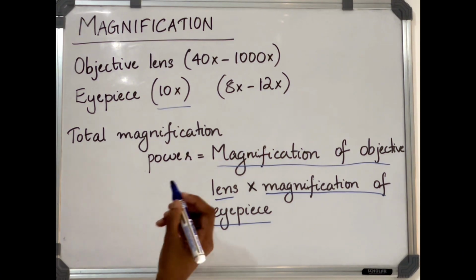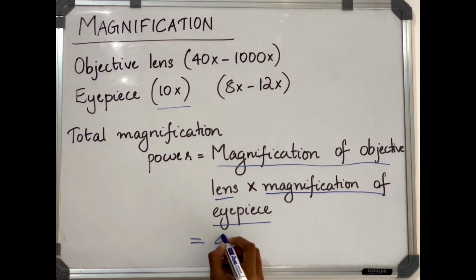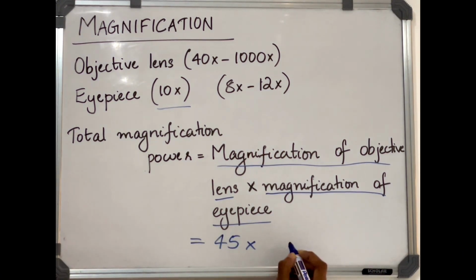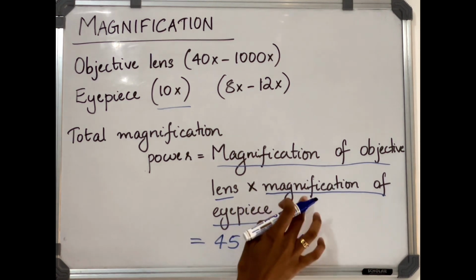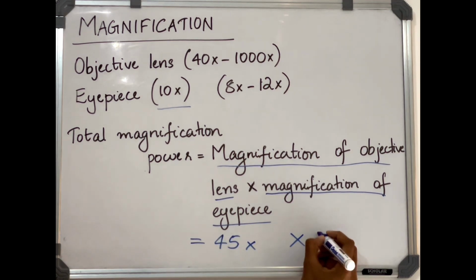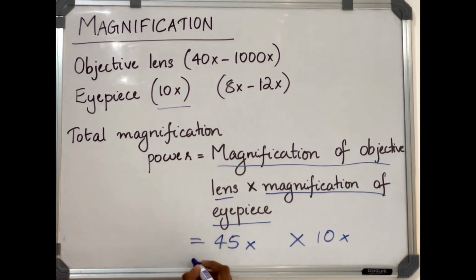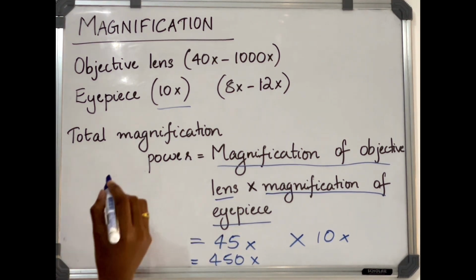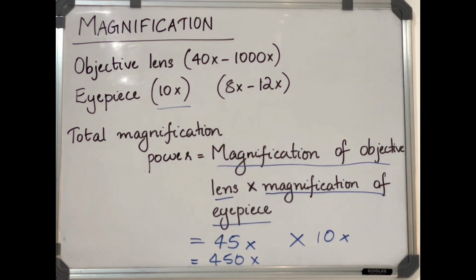Now, if the magnification power of the objective lens is 45x and the eyepiece, as we said, has a standard magnification power of 10x, then 45x times 10x, 450x is the total magnification power.